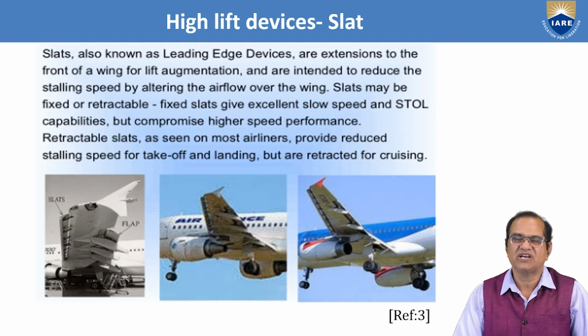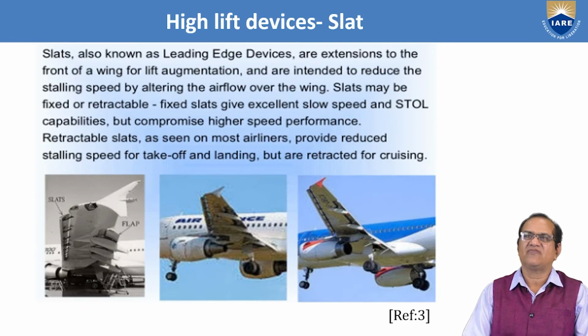Slats may be fixed or retractable. Fixed slats give excellent slow speed and STOL capability, but compromise higher speed performance. Retractable slats, as seen on most airliners, provide reduced stalling speed for takeoff and landing, but are retracted for cruising.